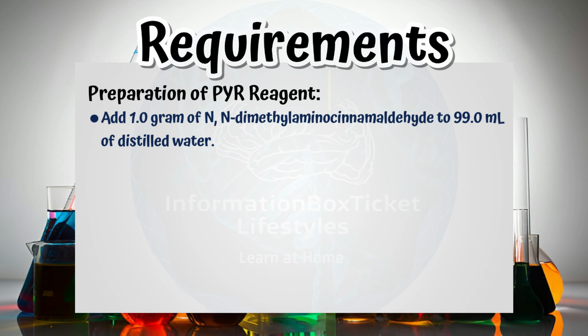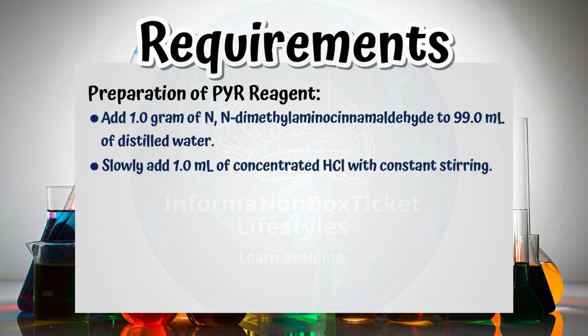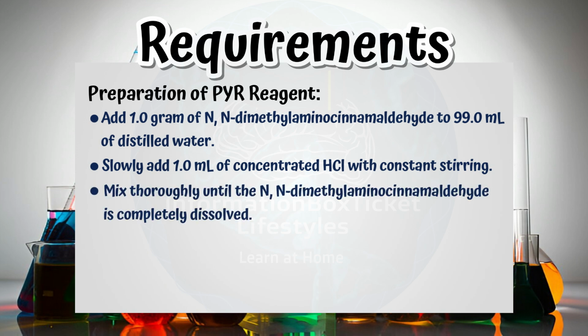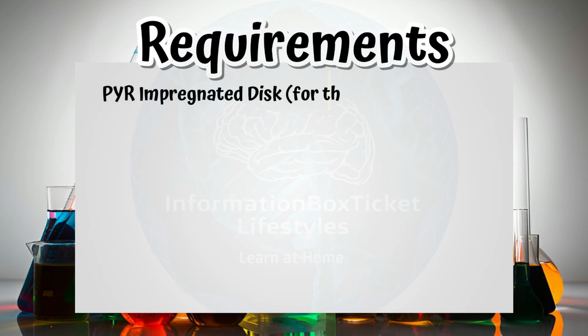Add 1.0 gram of N-dimethylaminocinnamaldehyde to 99.0 ml of distilled water. Slowly add 1.0 ml of concentrated HCl with constant stirring. Mix thoroughly until the N-dimethylaminocinnamaldehyde is completely dissolved. Store the solution at 2 to 8 degrees C in a dark place. PYR impregnated disc for the rapid method or disc test.